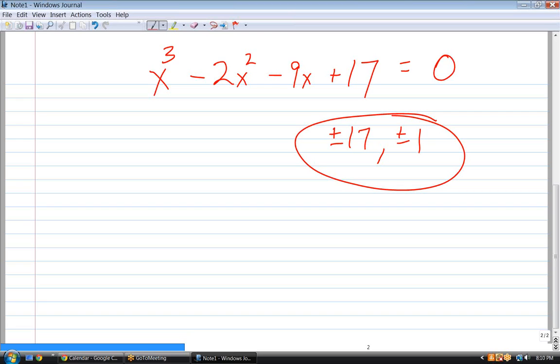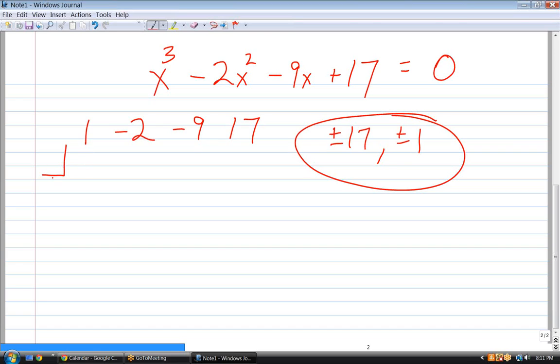Divide. Okay. How? Synthetic division. Okay. What goes in the square? What am I going to test first? And what goes up top? 1, -2, -9, 17.